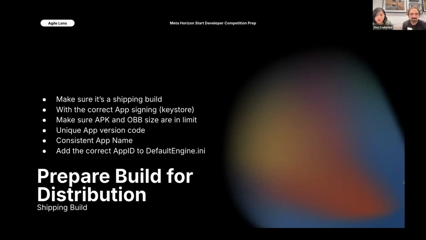Yeah, and for APK and OBB, if you're just sideloading, there's no limit. Of course, you can just package everything in your huge APKs. It's just easier to sideload at once. But for uploading, there is a size limitation, and we will go over it later. Also make sure there's a unique app version code, a consistent app name, and add the correct app ID inside DefaultEngine.ini.